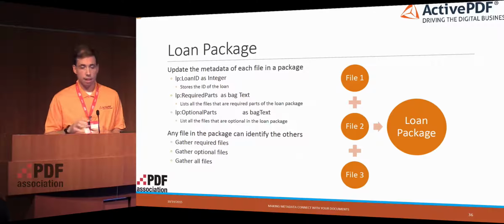With this information in place, we could use any file in this package to rebuild that loan package. Every file is able to re-identify any other required document or any optional document. And so we can get sort of a peer networking of our files to identify each other so we can package everything up and grab exactly what we need.